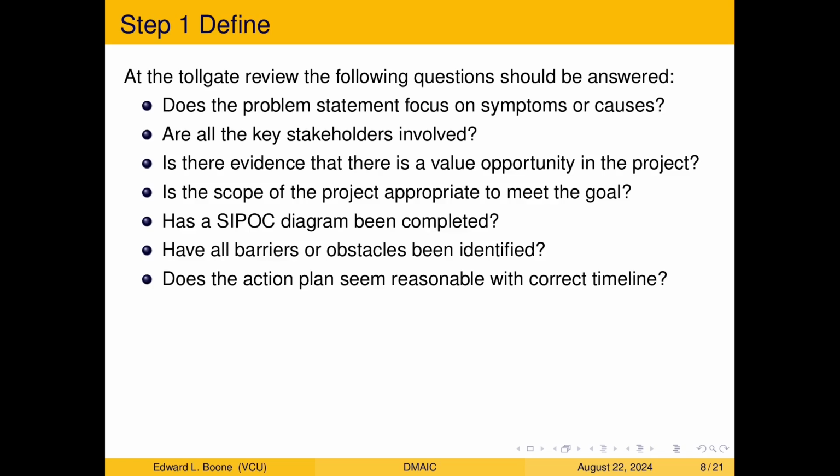Is the scope of the project appropriate to meet the goal? Okay, can we meet the goals of the project within a reasonable scope? Okay, have you created the SIPOC diagram so that we can see where everything's coming from and where everything's going? Okay, if there are barriers or obstacles to this project, have we identified them, or at least the ones we know of? And does the action plan seem reasonable with the correct timeline? Like, we put milestones out there. Can we actually meet those, or is this going to be difficult to do?